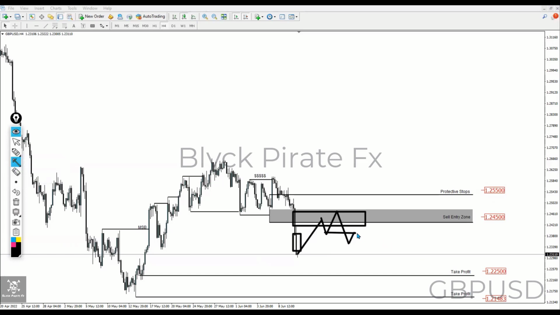So on GBP USD, we're going to be targeting the swing low, 122,500 mid-figure level, and below that, we're going to be targeting the 121,500 mid-figure level as well. So hopefully this goes in our favor this coming week.